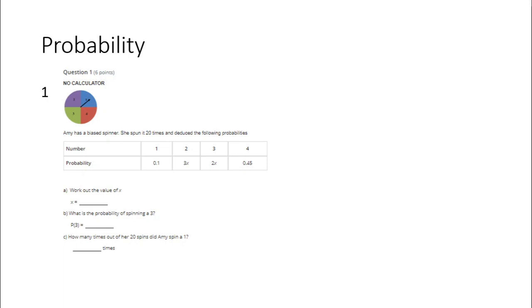This is a probability question. If this is your first time through this assessment, what you can do is hit pause and try the question again, and then hit play as we take it up to see how you did.